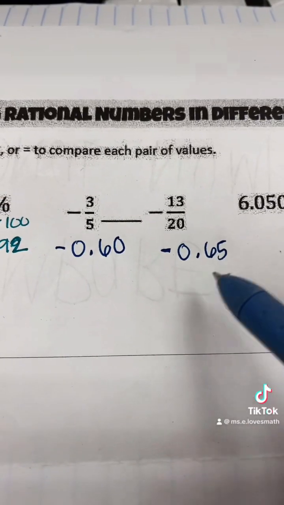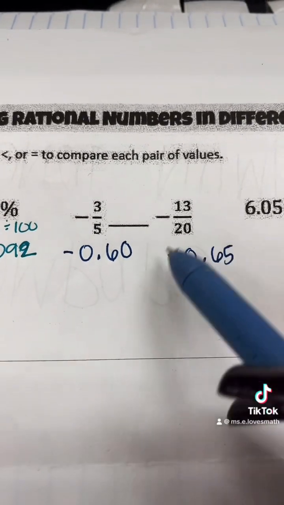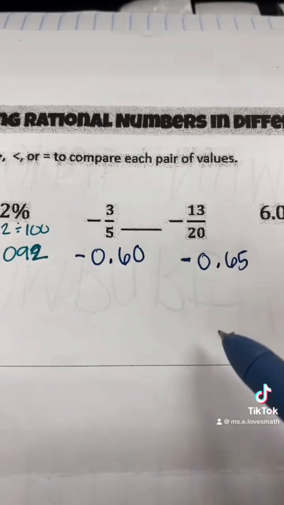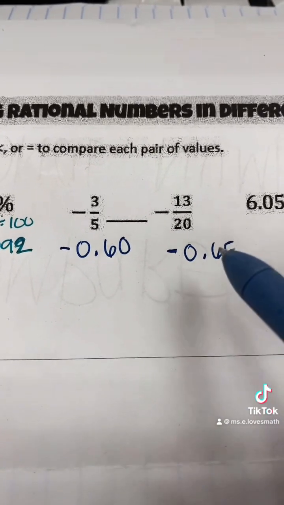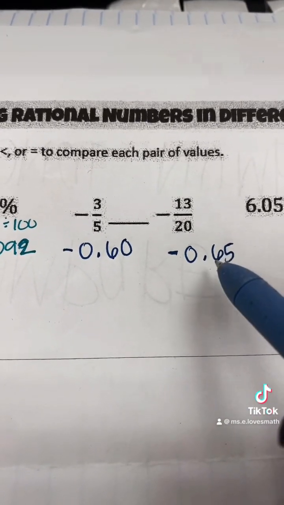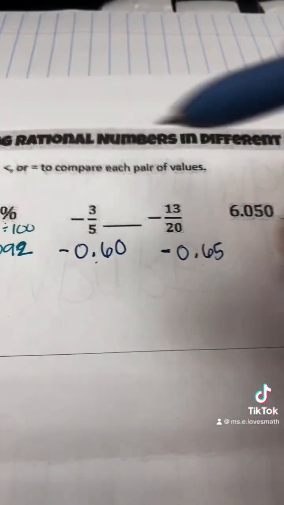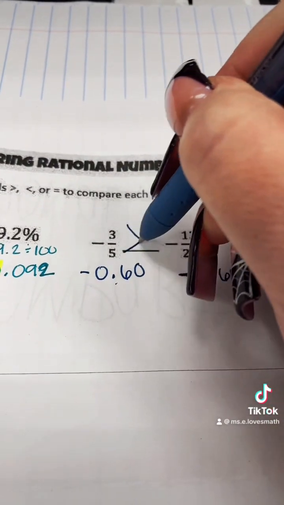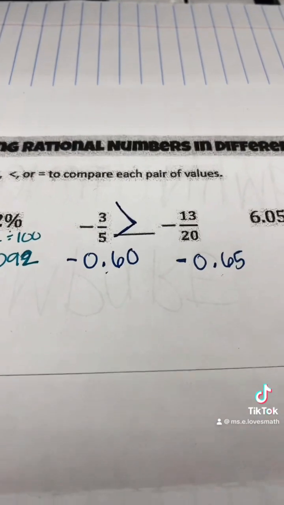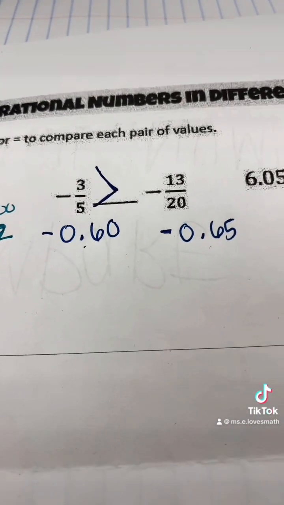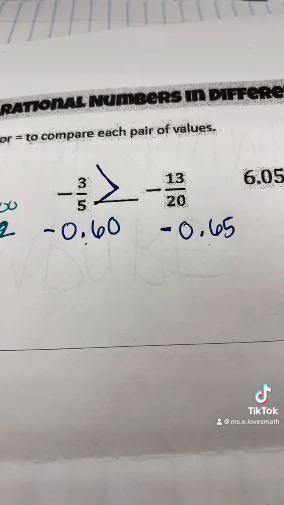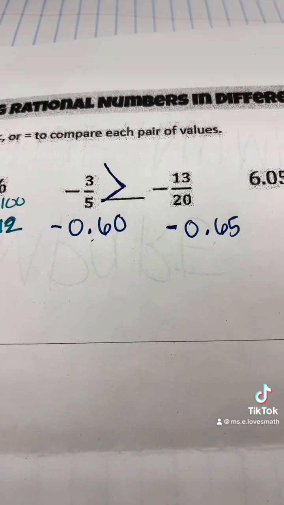In the positive world, 0.65 would be bigger, but since we're in the negative world and everything is opposite, this is actually our smaller number, making this larger. It is larger because it is closer to 0 or closer to the positive side. It is more right on a number line.